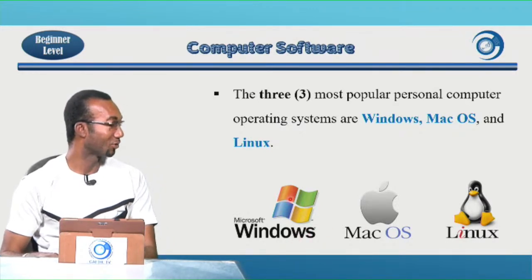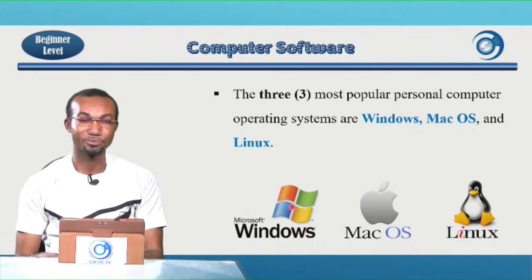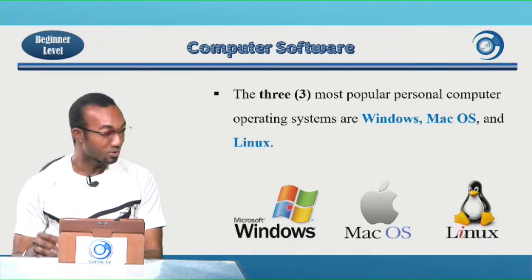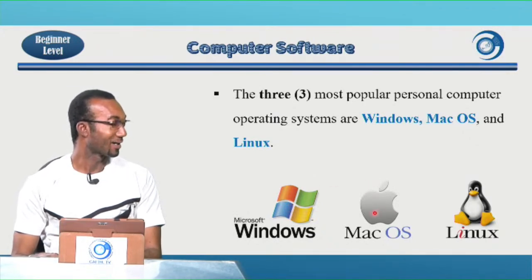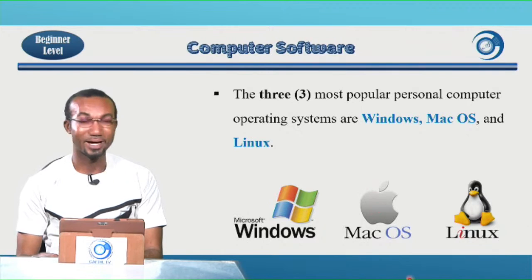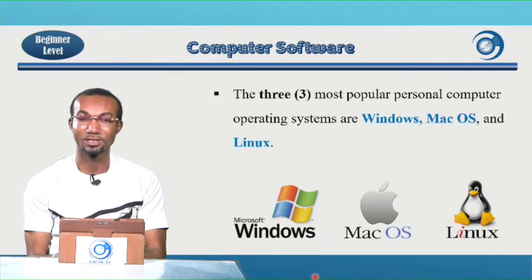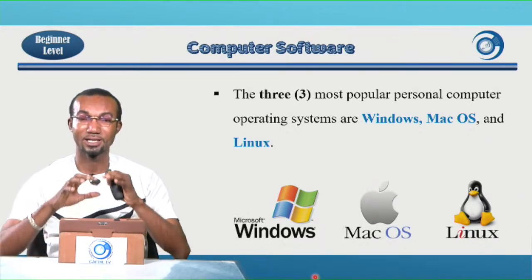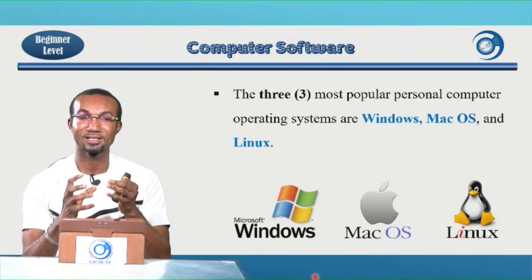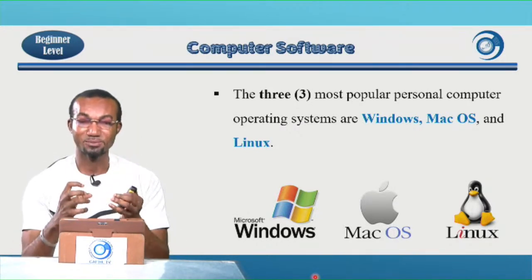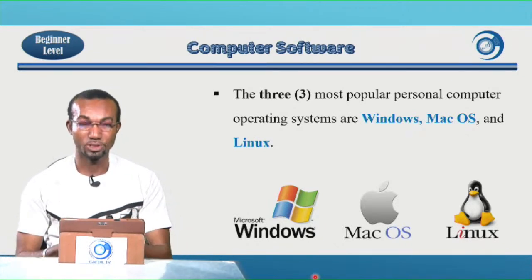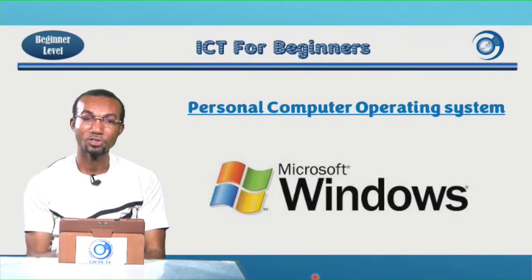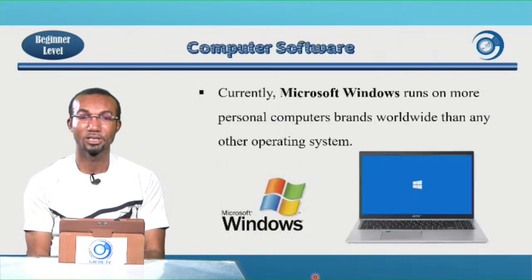So these are the symbols or the logos of the three most popular operating systems used by the world today: Microsoft Windows, Mac OS, and then Linux. So these are what we are going to look at. In today's lesson, we are looking at operating systems. That is an example of a type of system software installed on a desktop, a laptop, or a netbook. So let's start with Microsoft Windows.